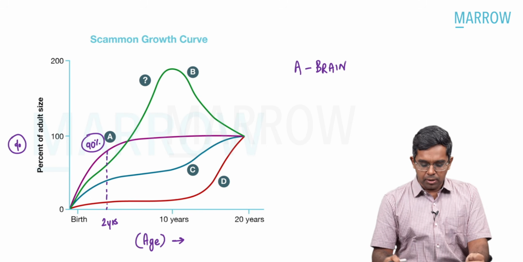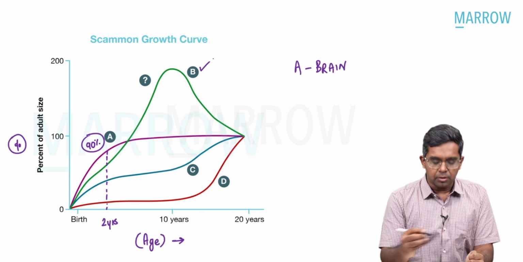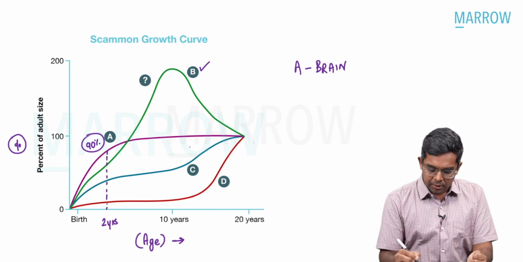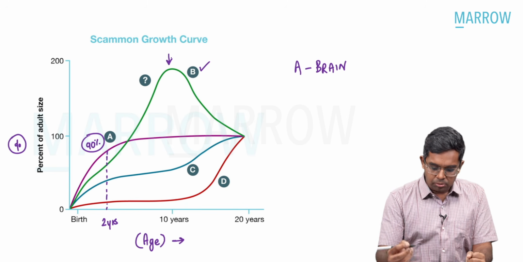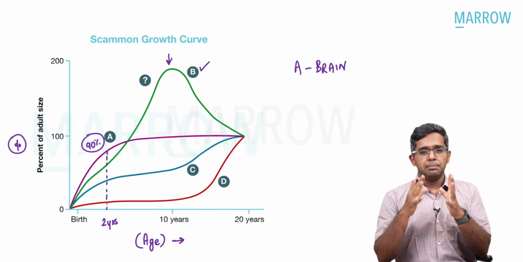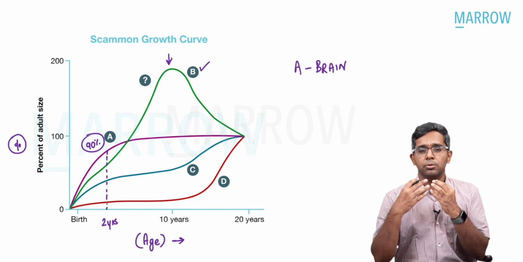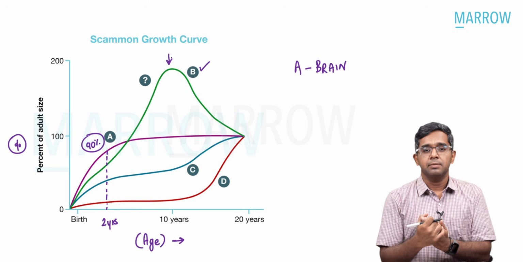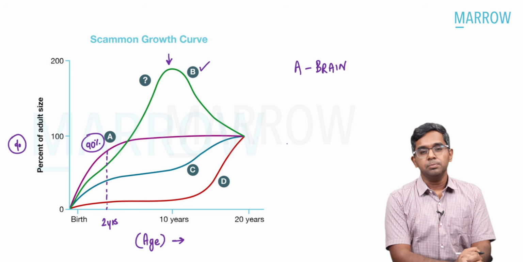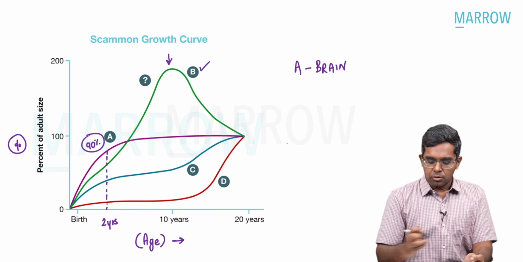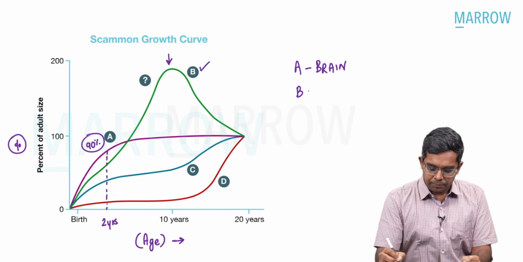Now, let us look at curve B. What does curve B indicate? That the value is going above 100%. That means some tissues in the body grow to more than 100% of the adult size, then again come back to 100%. So, which part of the body grows like that?